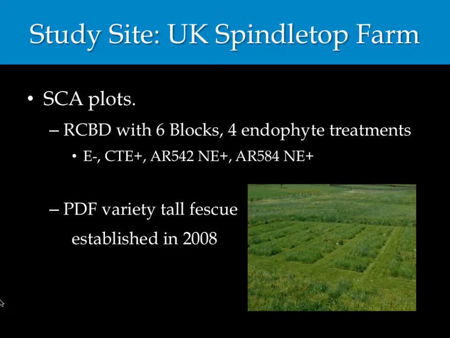The study was conducted at the University of Kentucky Spindletop Research Farm in Lexington, Kentucky. I have 2 sites from this study in my whole project, but I'll be talking about one of these today. These are the SCA plots, which is a randomized complete blocking design with 6 blocks and 4 endophyte treatments. These are endophyte-free, E-, common toxic endophyte infected, CTE+, or infected with one of 2 novel endophytes, AR542NE+ or AR584NE+. And all of these are in a PDF variety, or pasture demonstration farm variety, of tall fescue provided by the Noble Foundation and established here in 2008.